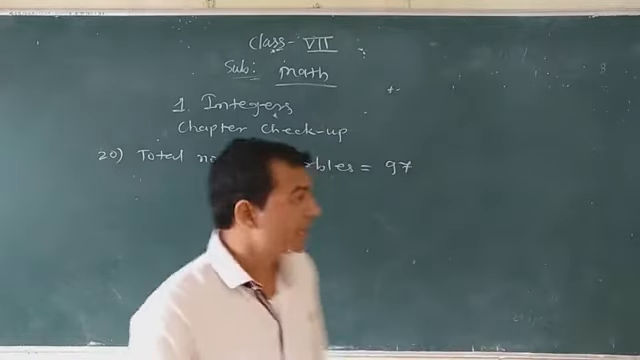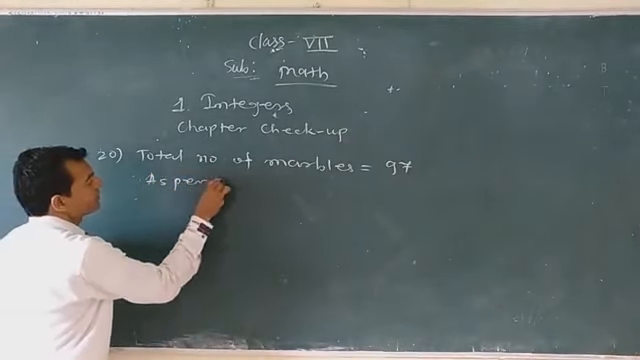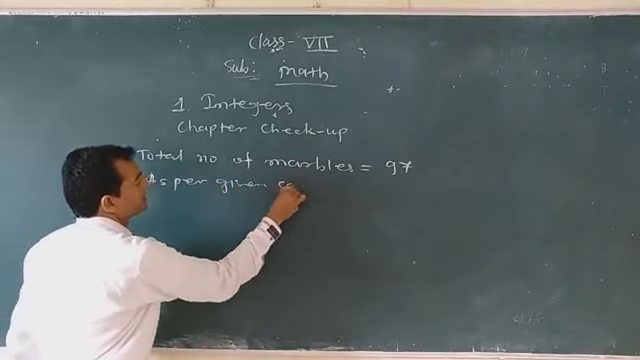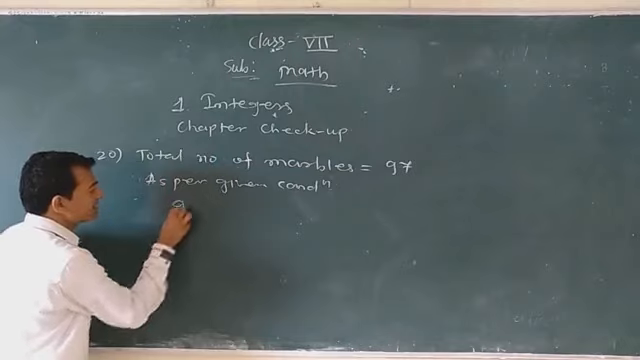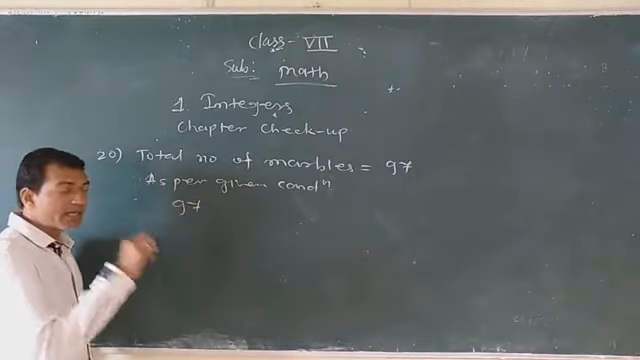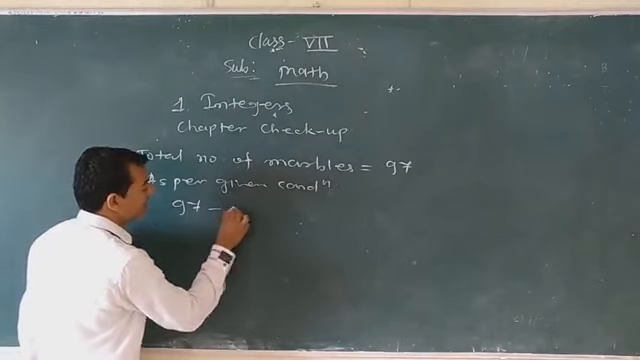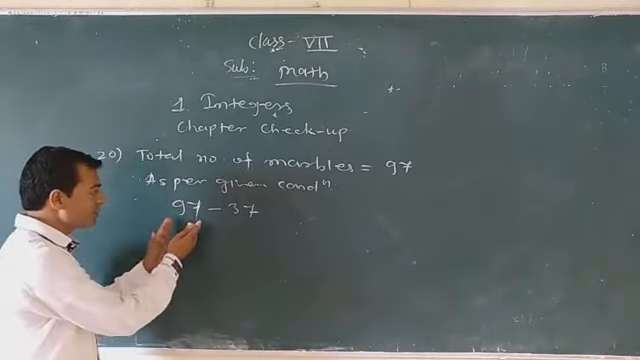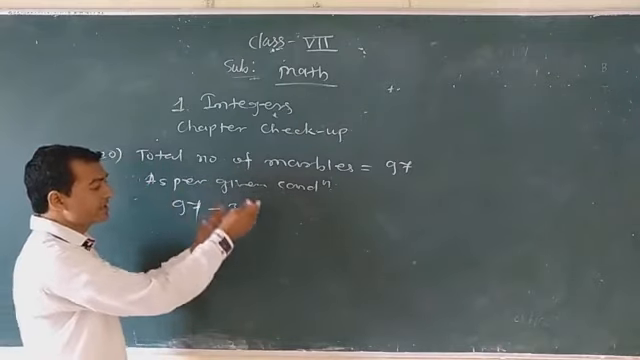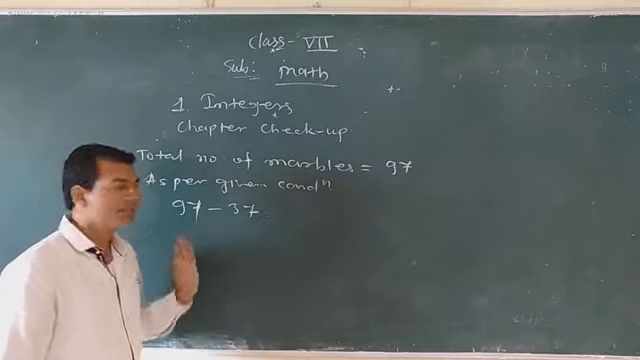Means as per given condition, you can write here: total number of marbles, that is 97. Geeta came and took away 37 marbles, means 97 minus 37. Okay, understood? Total number of marbles 97 and Geeta came and took away 37 marbles, means 97 minus 37.